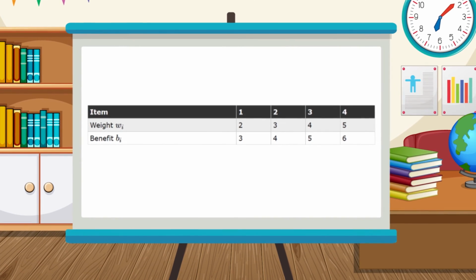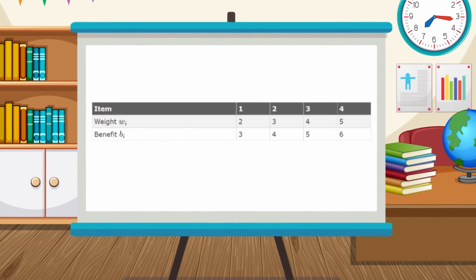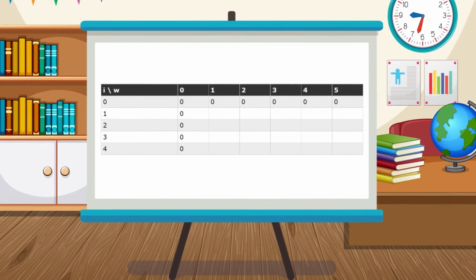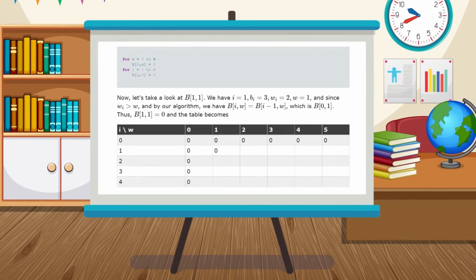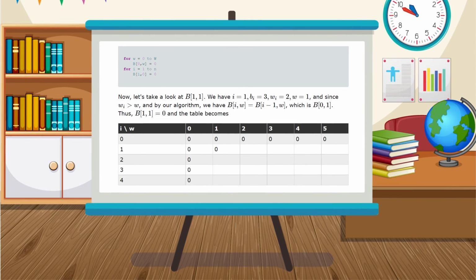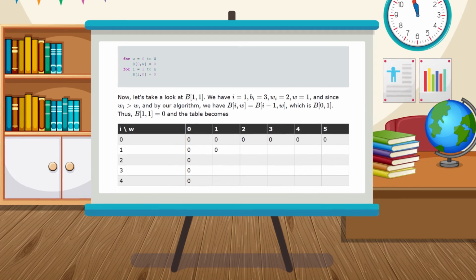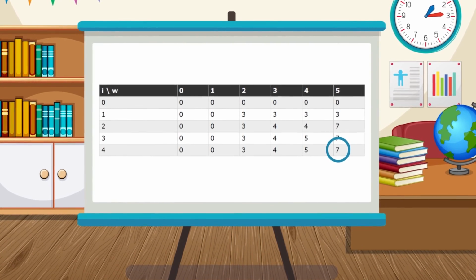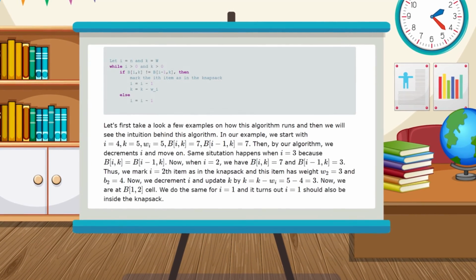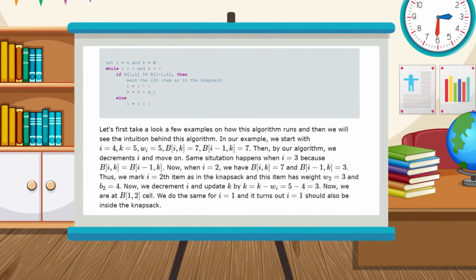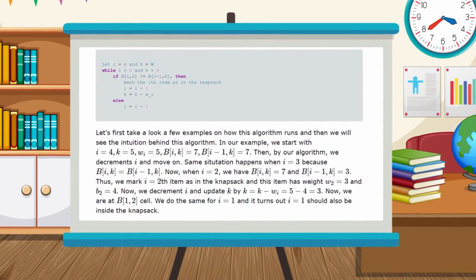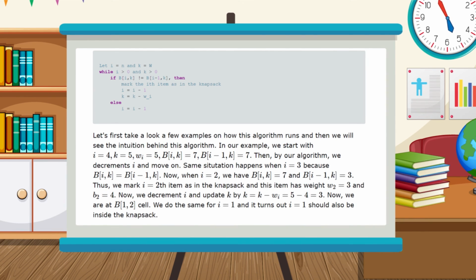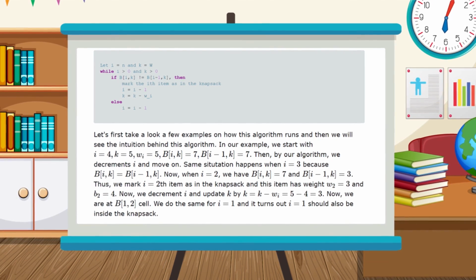To understand this algorithm, let's take a look at an example. Suppose W equals 5, and with the algorithm above, we essentially fill out a table like the following. Each cell in the above table represents B of I and W, and the table looks like above after executing the first two for loops. We can fill out the table like this and our optimal solution is 7. Now, we have the maximum benefit value given the capacity of the knapsack, which is B of 4 and 5 equals 7. The next question is to find out what items we should put inside the knapsack in order to have this maximum benefit that is 7.